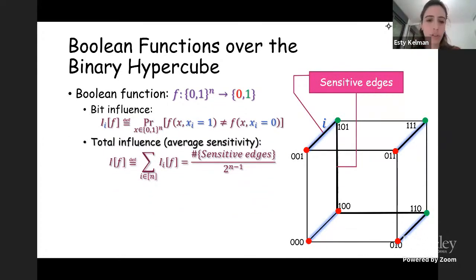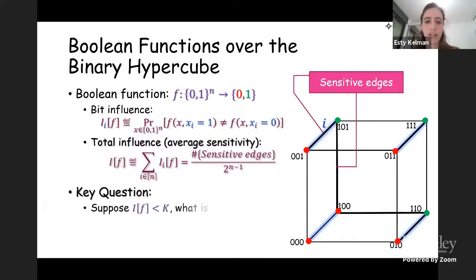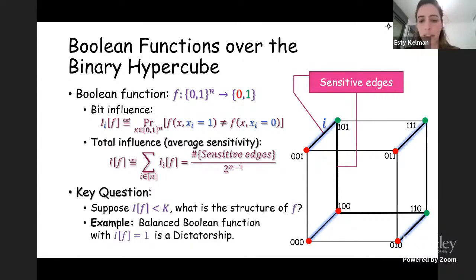The total influence and the influences are very important properties of Boolean functions, and basic questions in this area relate to them. We can ask, what can we say about the structure of a function if we know that the total influence is small? For example, if we know that a balanced Boolean function has total influence exactly 1, we know that this is a dictatorship. This is not hard to see. And other basic classic results are the KKL type results, which we are talking about.